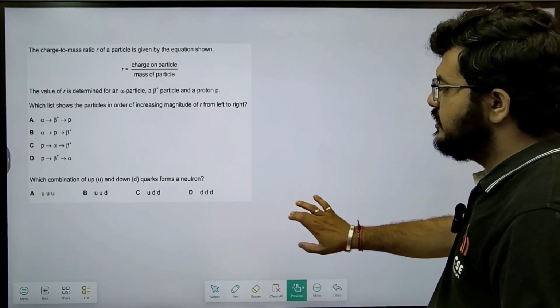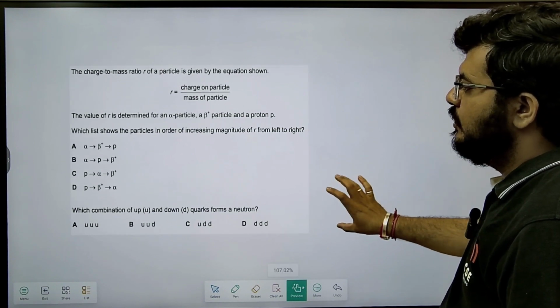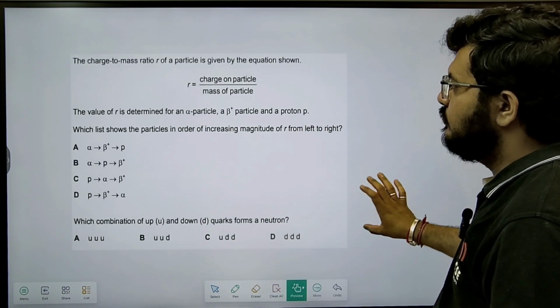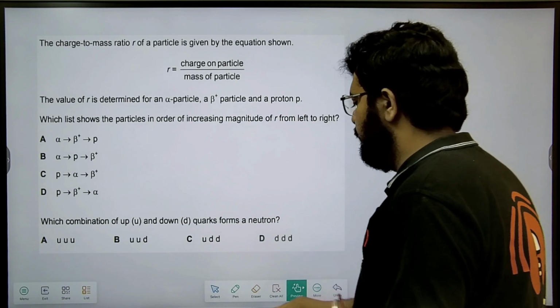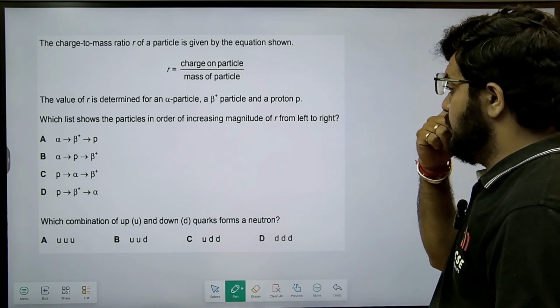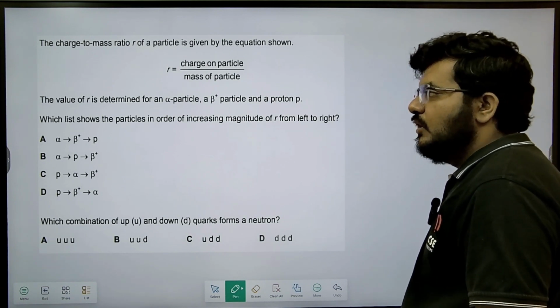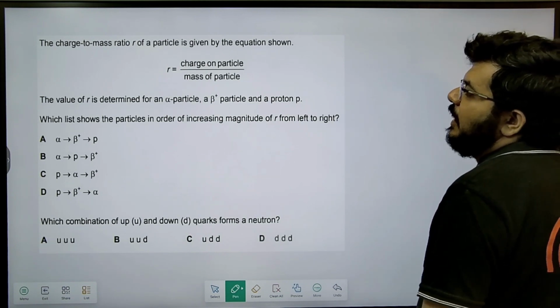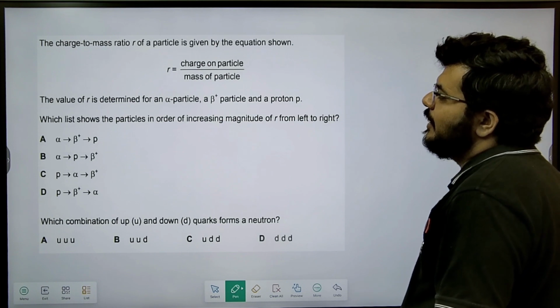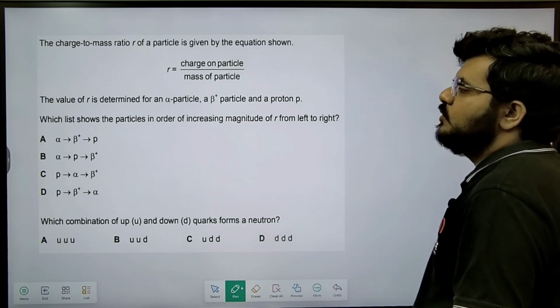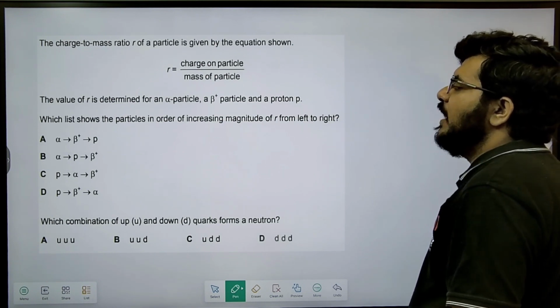Then this is the last question for today. No, there are two questions. First one says the charge to mass ratio r of a particle is given by the equation shown. The value of r is determined for an alpha particle, beta particle, and proton. Which list shows particles in increasing magnitude of r from left to right?